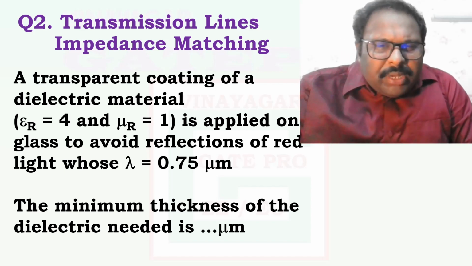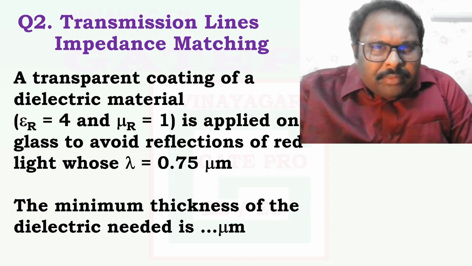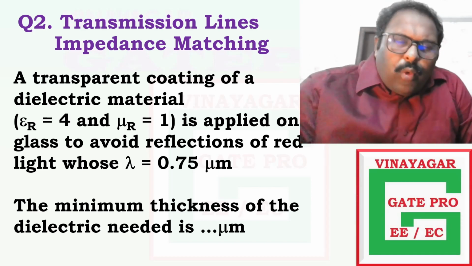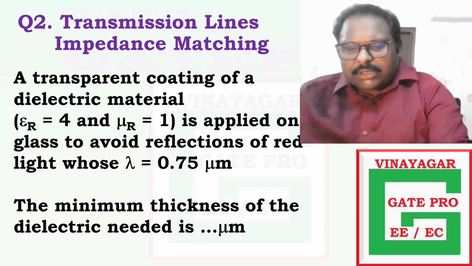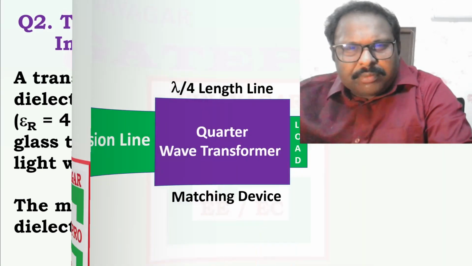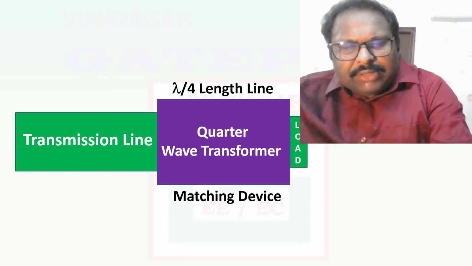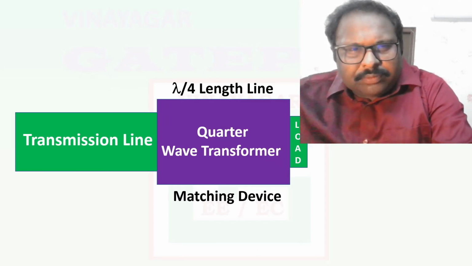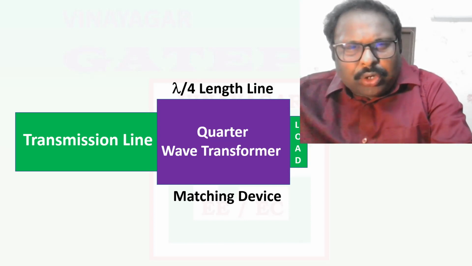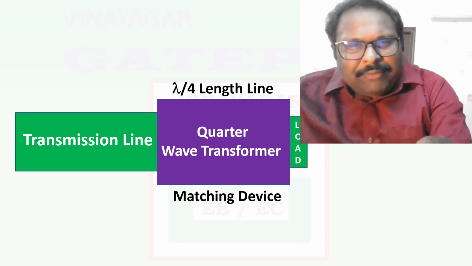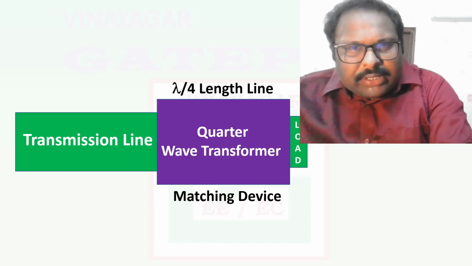What is the minimum thickness of the dielectric needed? First of all, what is the concept behind it? The concept behind it is something called as quarter wave transformer and impedance matching techniques. Because every transmission line, if you terminate with the load and if there are unequal impedance, there will be reflections. So transmission line is not connected to the load, but in between there is something called as quarter wave transformer, which is a lambda by 4 length line and which is a matching device.